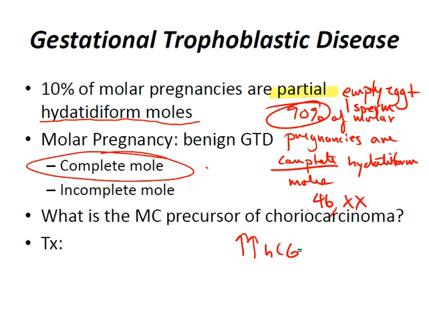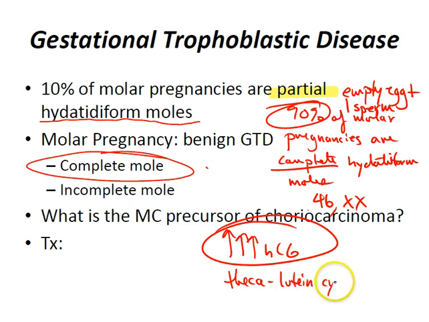Now let's talk about choriocarcinoma, which is malignant gestational trophoblastic disease. Obviously, you want to see a crazy increase in HCG. Choriocarcinoma is associated with an increased frequency of theca lutein cysts, because theca lutein cysts are stimulated by what? HCG. So that would make sense.